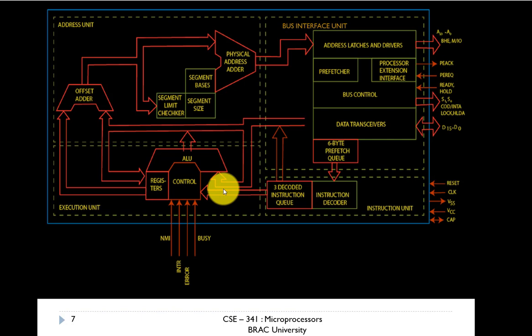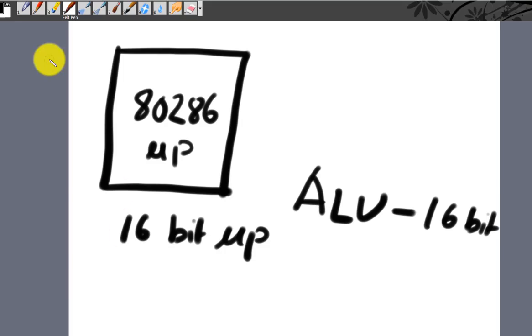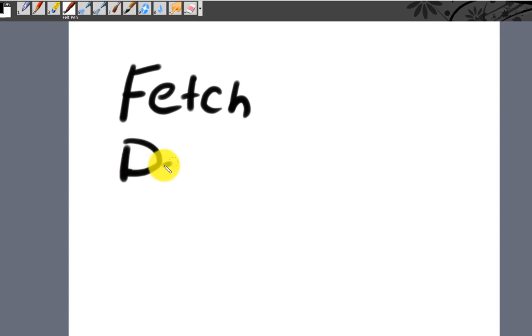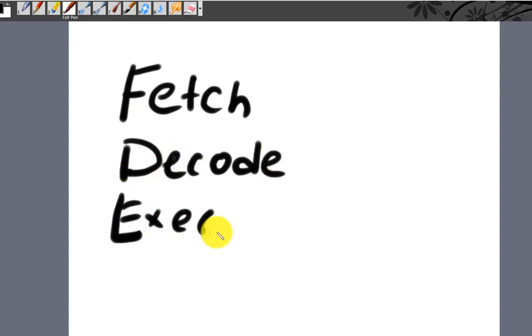Now let's see each processing unit in detail. It should be kept in mind that the job of any microprocessor, whether it is 8086 or 80286 or 386, Pentium, and other higher processors, is to fetch, decode, and execute the instructions which are stored in the memory.